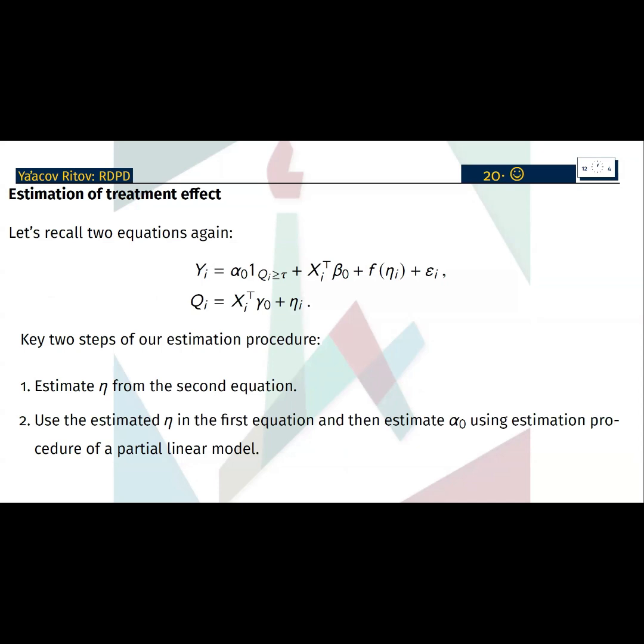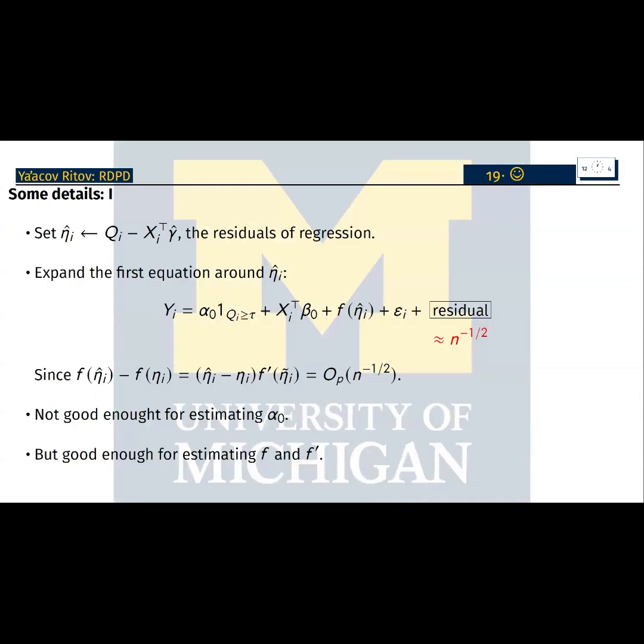Okay, so let's recall what we do. So f here is what used to be b, and x here is what used to be z, but otherwise everything is the same and nothing new. And that is what we do, we estimate eta from the second equation and do a sort of modified partial linear model treatment on the second.